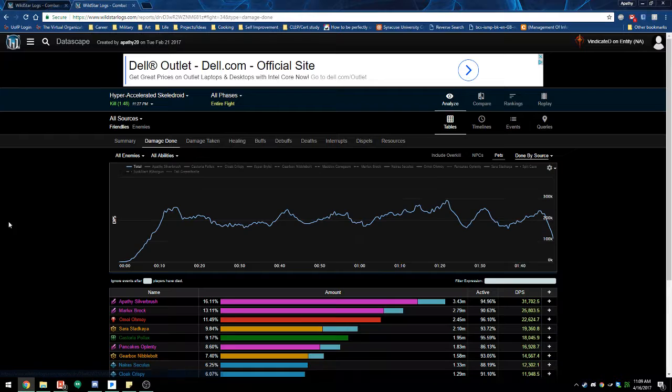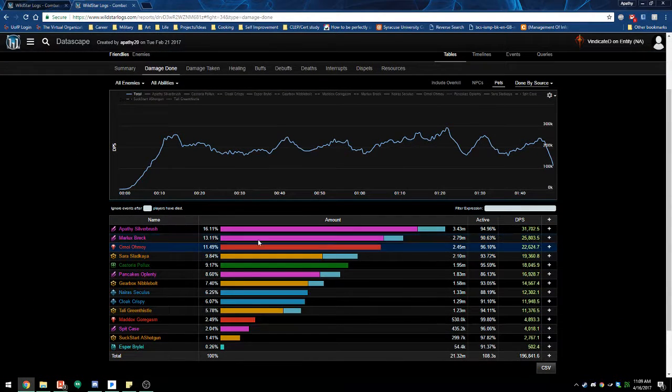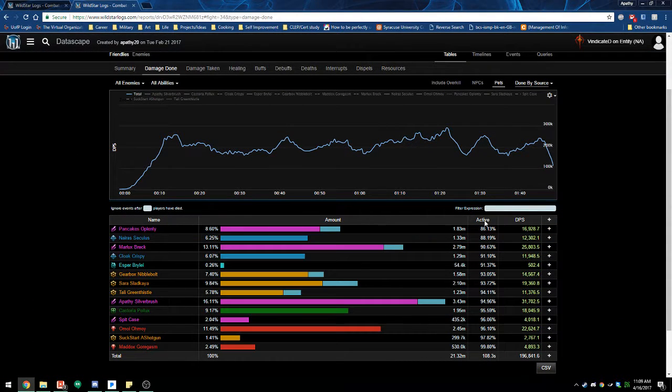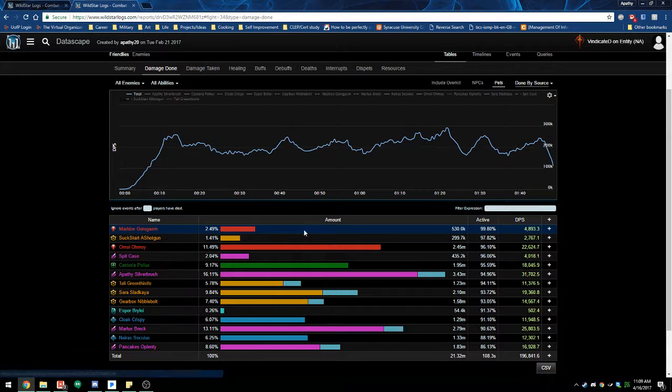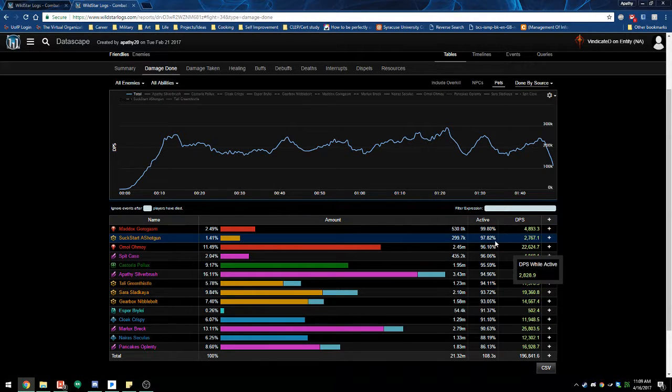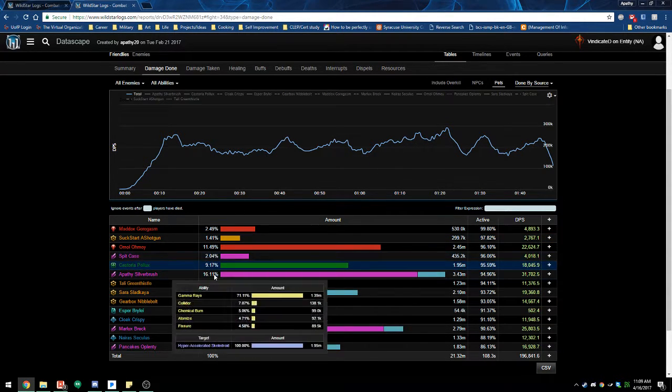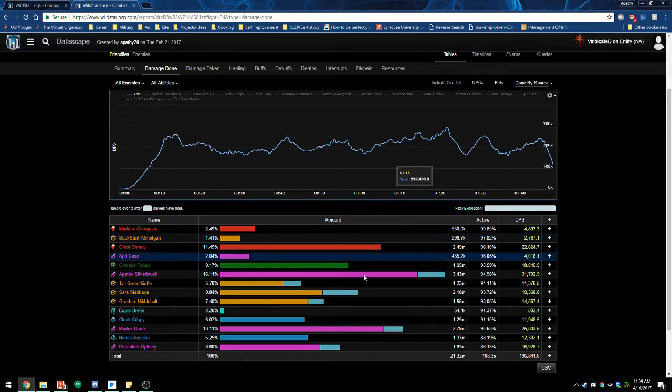Moving on, we can do damage done. This is how well people are doing. You can look at activity percentage. This is going to be one of your biggest things: how often people are pushing buttons, moving around, doing things. Low activity percentage means they are maybe not familiar with their class or unfamiliar with the fight, so they're just standing there looking at their buttons, trying to click something.